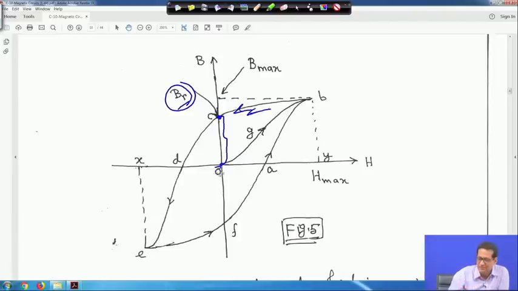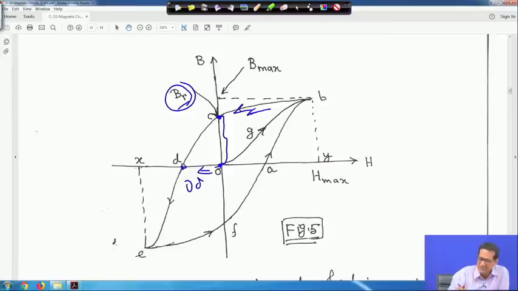Now, further, if you reverse the direction of the current, you will come to some point OD, this point OD. So, some value of H will be there in the reverse direction, as you are reversing the direction of the current. At that time you will find that the flux density slowly and slowly comes to 0. At this point, B is equal to 0, right.